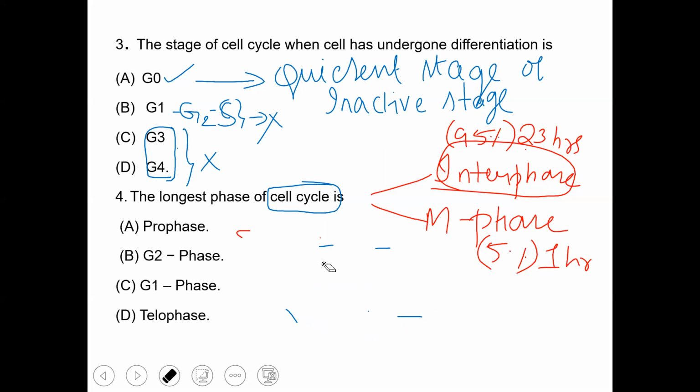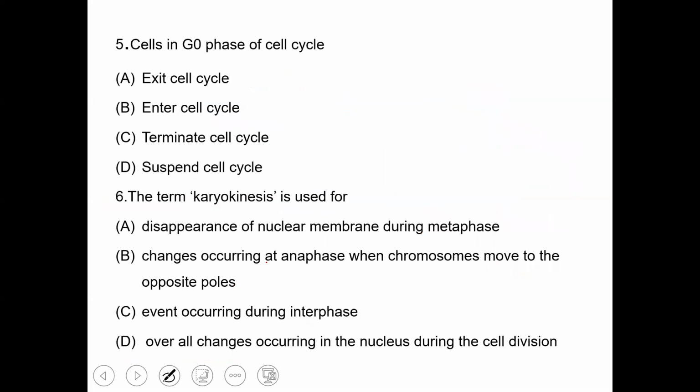So henceforth, our option should be the longest phase of cell cycle. They have not mentioned which cell cycle. Of course, since they have not mentioned, it has to be G1 phase. Even though interphase is the longest phase among M phase and interphase, the G1 phase is the answer we have to choose. Next one.